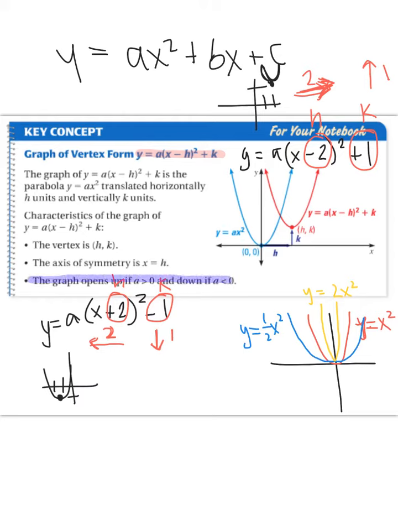And that's what this last bullet point is telling me. The graph's going to open up if a is greater than 0 and down if a is negative. And we already saw that with our standard form. The other bullet point is the axis of symmetry is x equals h. So all that's telling you is that the symmetry is going to go through my vertex vertically, and we already saw that. And it's also saying that the vertex is (h, k). So that's helpful to us. So make sure you have that in your notes, and also that the graph shifts horizontally by the h and vertically by the k.